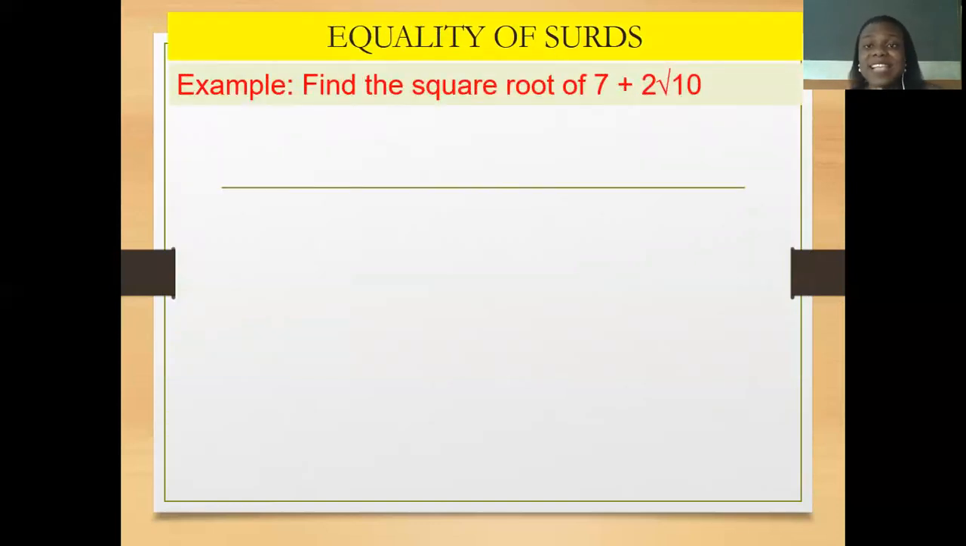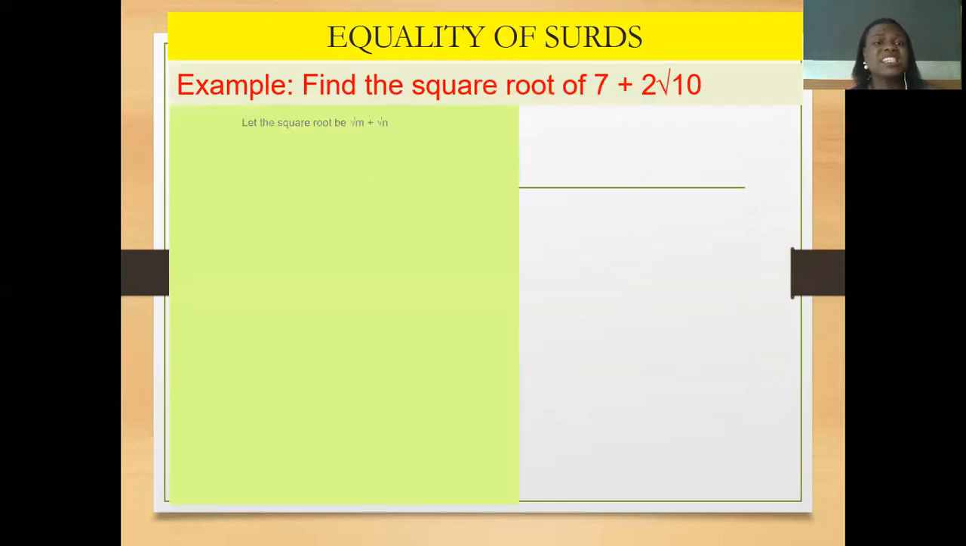Find the square root of 7 plus 2 root 10. You're wondering how is this going to work out? How is this possible? Okay, it's not hard. Just follow me. What you're going to simply do here is, first of all, make an assumption. Let the square root be root m plus root n. So you're going to make that assumption first. Now, that means that root m plus root n all squared, since it's a square root, equals 7 plus 2 root 10.